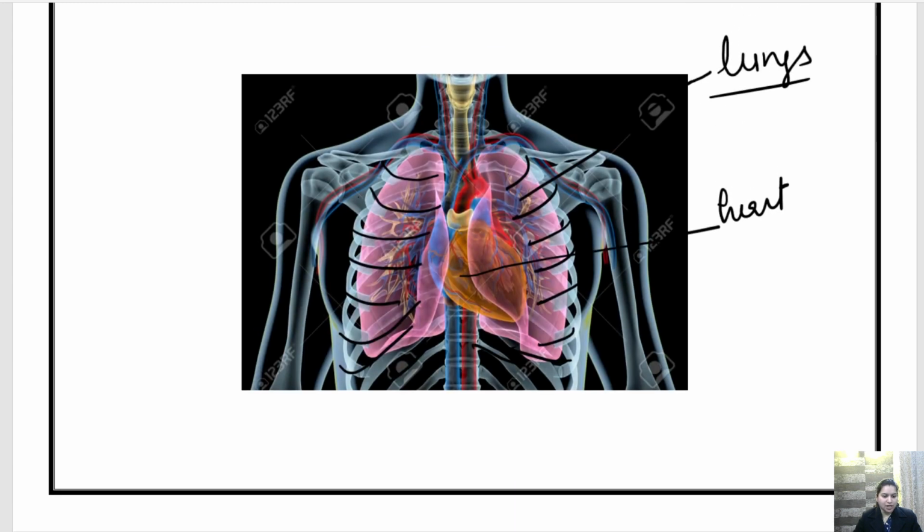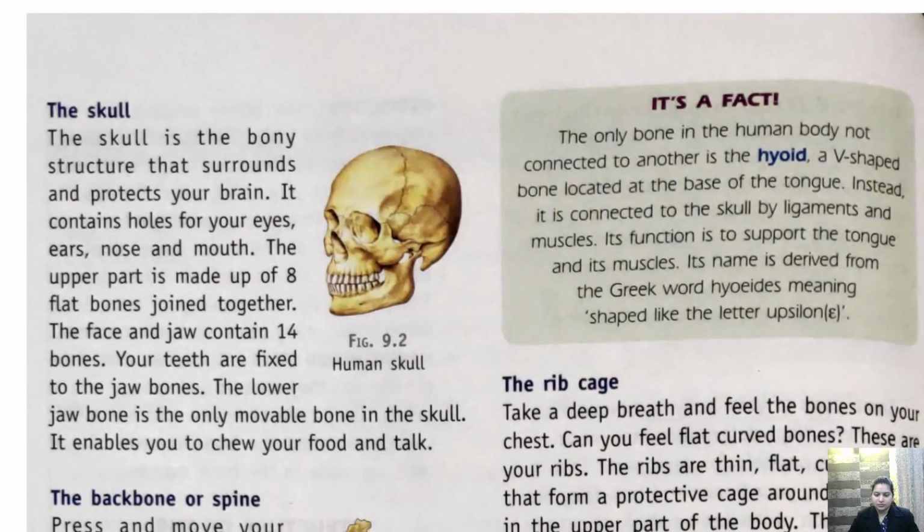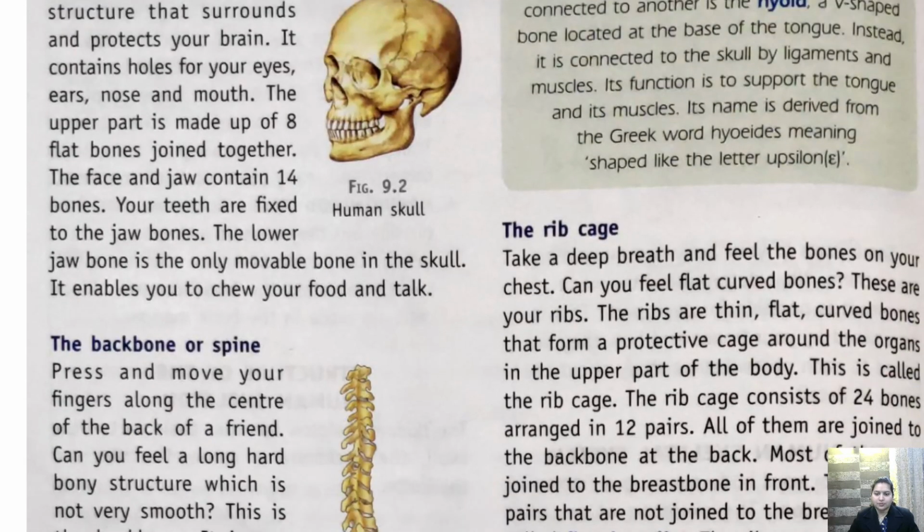Now coming back to the chapter, let's see what is written. Rib cage. So take a deep breath and feel the bones on your chest. Those who are very thin and lean, you can easily see the ribs also. Can you feel the flat curved bones? These are your ribs. The ribs are thin, flat, curved bones that form a protective cage around the organs in the upper part of the body, like the lungs and heart.